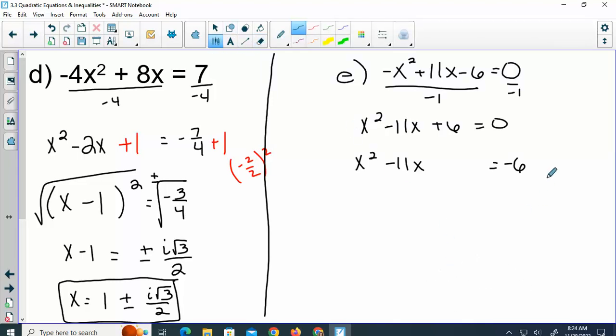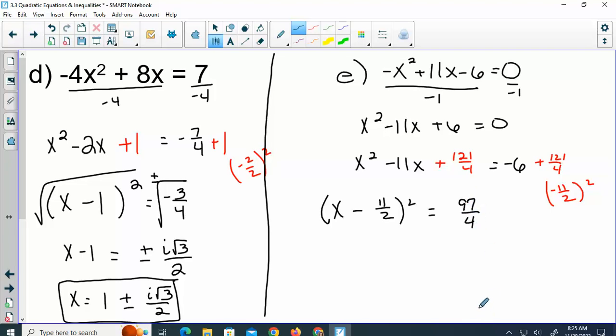So half of the middle term, squared. So that doesn't reduce. So if we square it, that's 121 over 4. So this factors into x. When we divide by 2, it was just minus 11 halves, squared. Negative 6 is negative 24 over 4 plus 121 over 4. So 97 over 4.